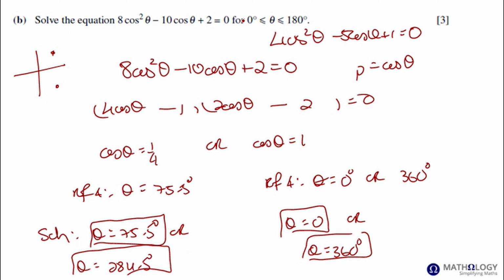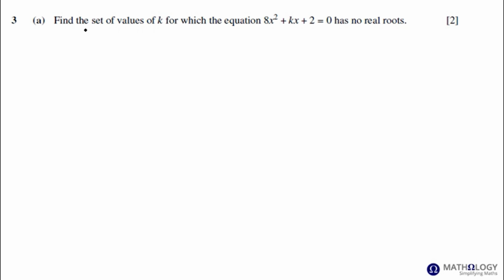However, the domain is theta less than or equal to 180 and greater than or equal to 0. So we invalidate 284.5 degrees and also invalidate 360. So the solution is theta equals 0 degrees or 75.5 degrees. Find the set of values of k for which the equation 8x squared plus kx plus 2 equals 0 has no real roots.